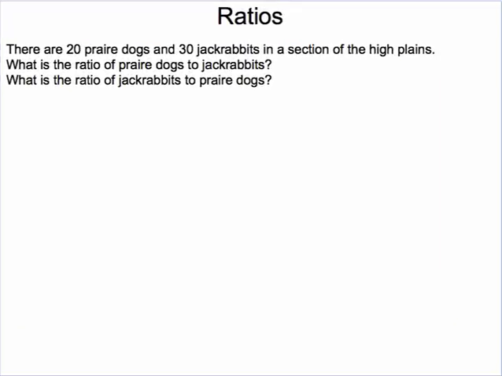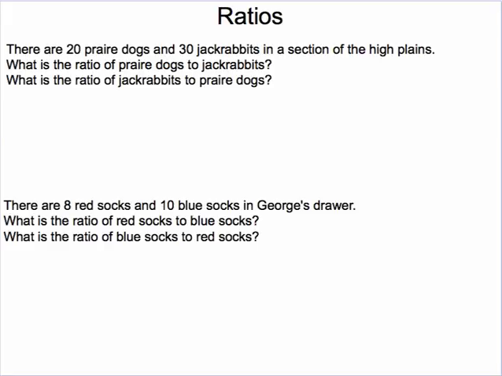There are 20 prairie dogs and 30 jackrabbits in a section of the High Plains. And there are 8 red socks and 10 blue socks in George's drawer.